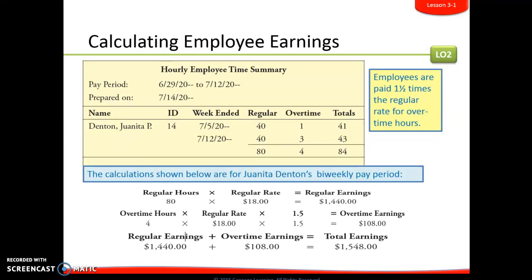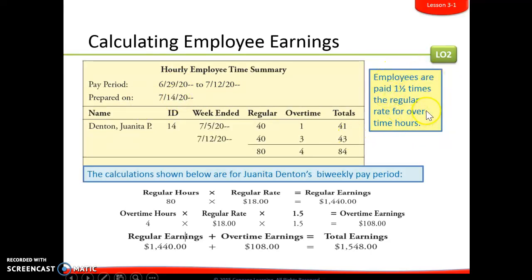So on this slide, what they're doing is calculating the employee earnings. So we can see this document here, it's showing the hourly employee time summary. So Juanita, we can see that the week of July 5th, she worked 40 hours, 1 hour of overtime for a total of 41 hours. And then the week of July 12th, again, 40 hours of regular and 3 hours of overtime for a total of 43 hours. So here we can see the total amount. So 80 hours of regular time, 4 hours of overtime for a total of 84 hours. We can also see up here is our pay period. Here we can see the date that this was prepared on.